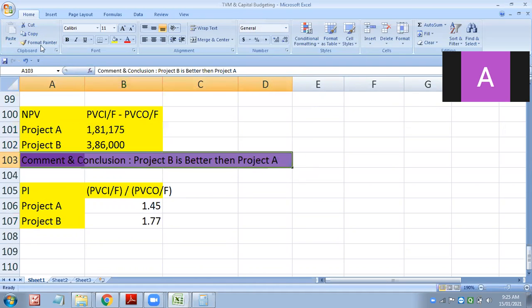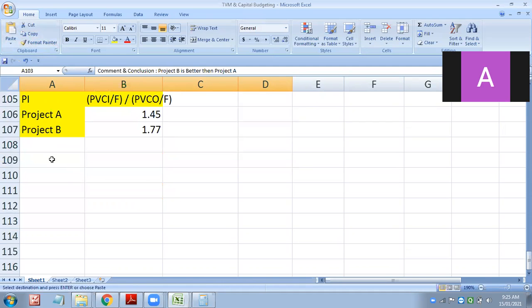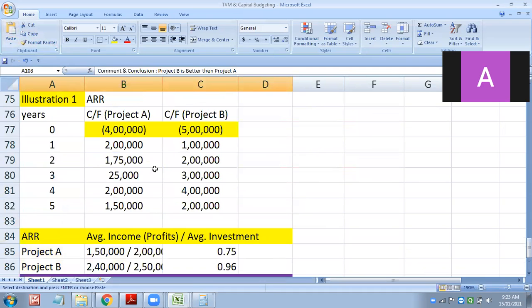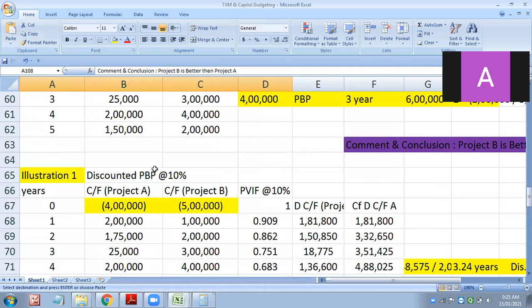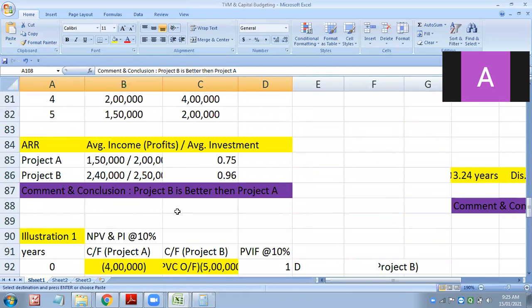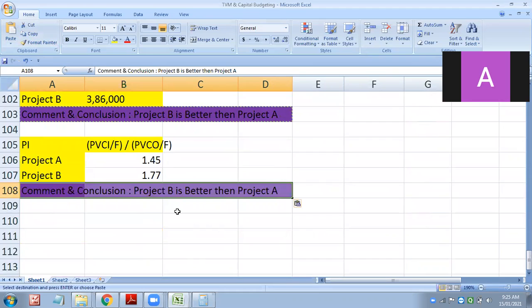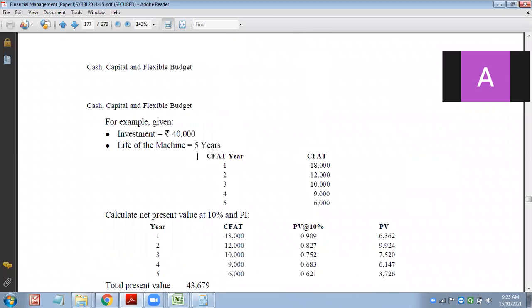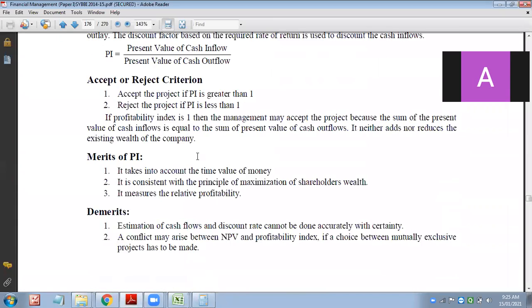So all the techniques, modern as well as traditional, we applied in evaluating this project A and B, and we found that project B is far better than A. So let us take project B in spite of project A. Now, based on this, there are a few questions which I would now like you to solve on your own.